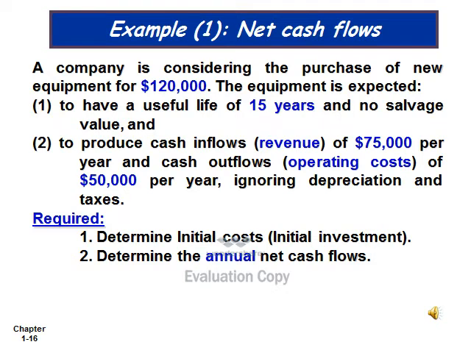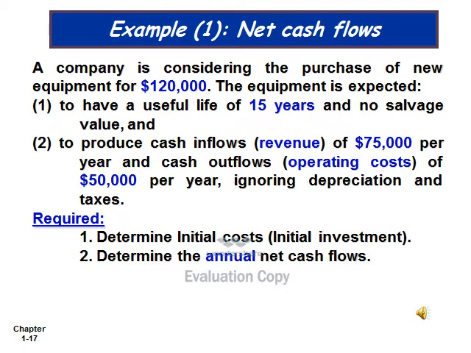Example 1. A company is considering the purchase of new equipment for $120,000. The equipment is expected, number 1, to have a useful life of 15 years and no salvage value, and number 2, to produce cash inflows or revenue of $75,000 per year, and cash outflows or operating costs of $50,000 per year, ignoring depreciation and taxes. Required: number 1, determine initial costs or initial investment. Number 2, determine the annual net cash flows.